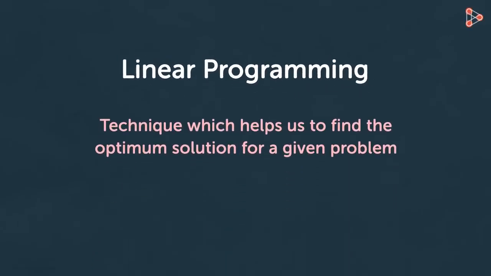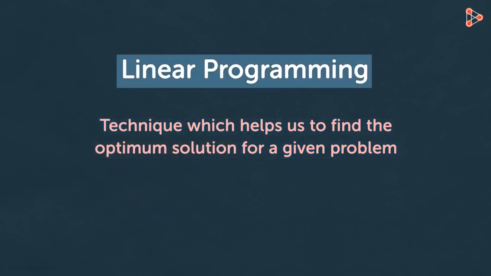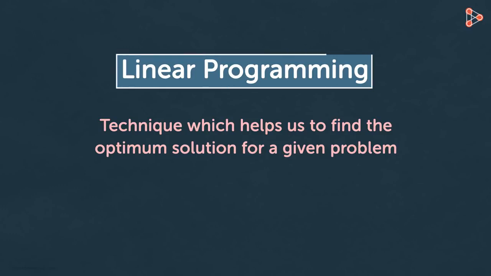Linear programming is a technique which helps us to find the optimum solution for a given problem. An optimum solution is that solution which is the best possible outcome of a given problem. Before we discuss how a linear programming technique is used to solve problems, let's understand what kind of problems can be solved using this technique.